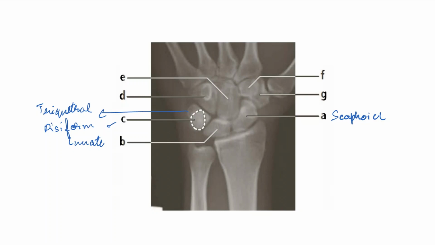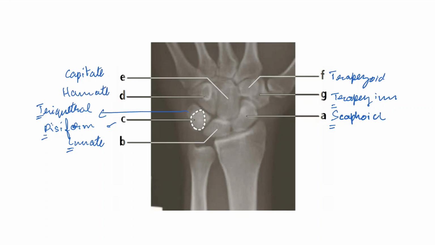You know the mnemonic, right? She looks too pretty, try to catch her. This is she looks too pretty. Now coming to try to catch her, this is trapezium. Trapezoid. E is capitate. And D is hamate. So this completes the carpal bones.